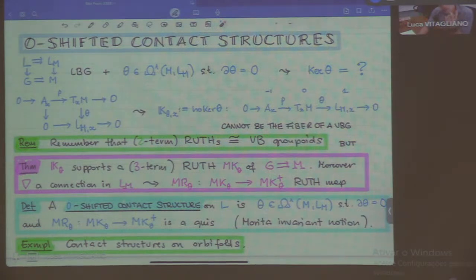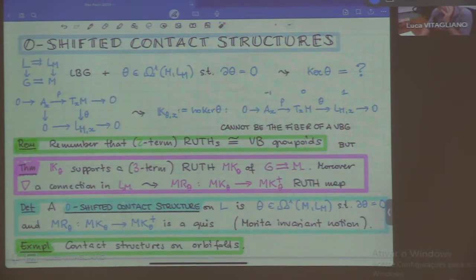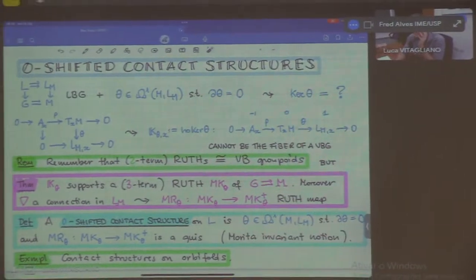Yeah, so in the symplectic case, the point must be regular. In this case, it's not needed. Well, it has a certain regularity, which is not the usual one. But in particular, we have examples where this groupoid is not regular. Okay, thank you. You're welcome.